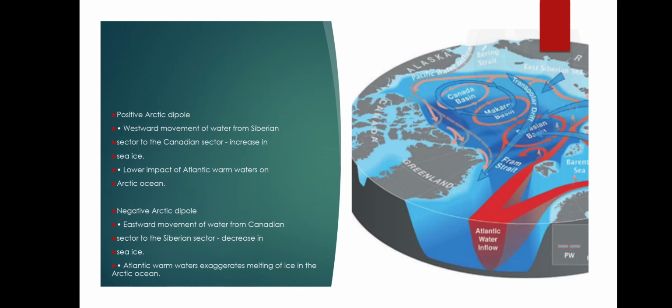In this situation, the warmer and saltier Atlantic waters exaggerate the melting of the Arctic sea ice. So, the negative Arctic dipole condition favors the Atlantic warm waters to influence the Arctic waters. This is all about Atlantification.